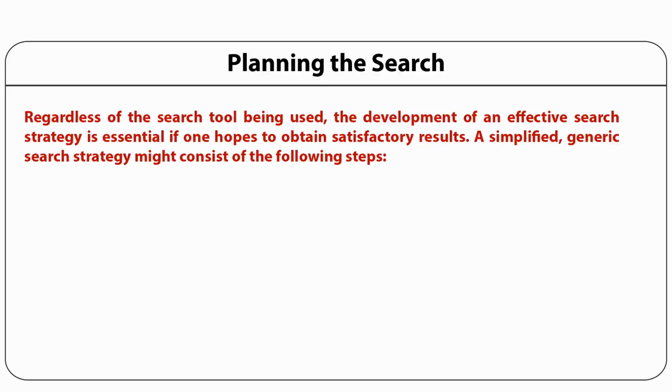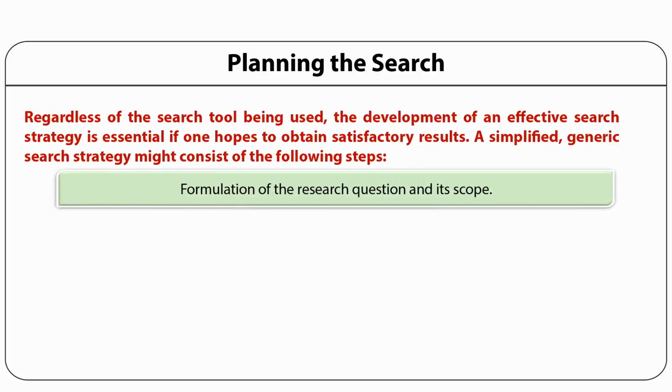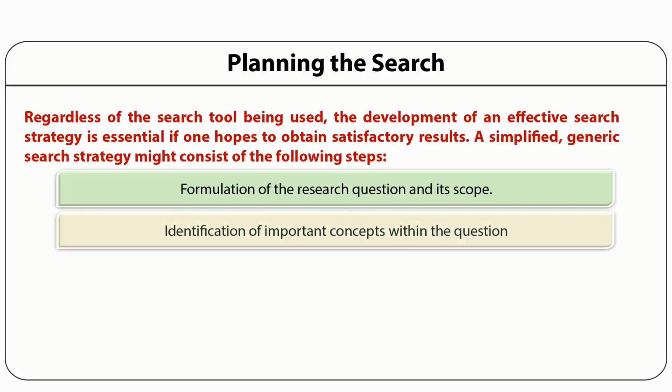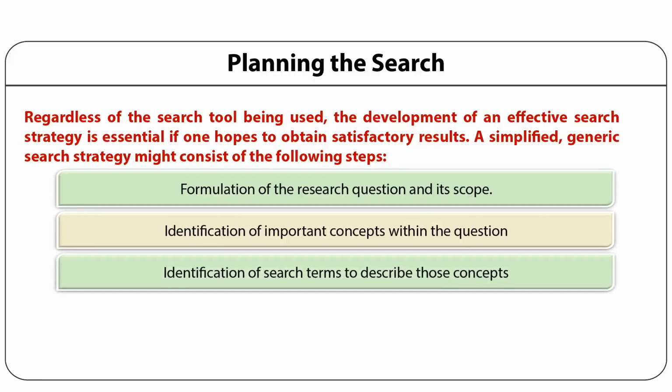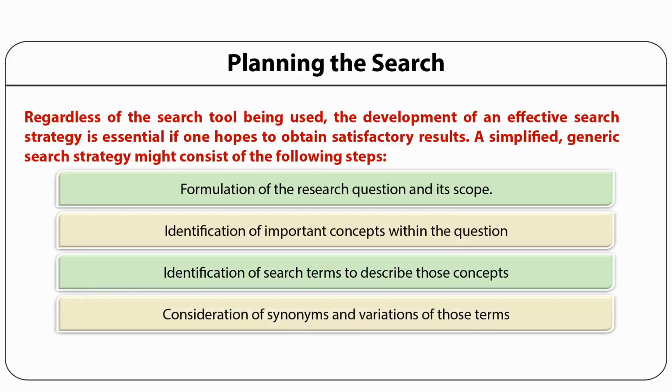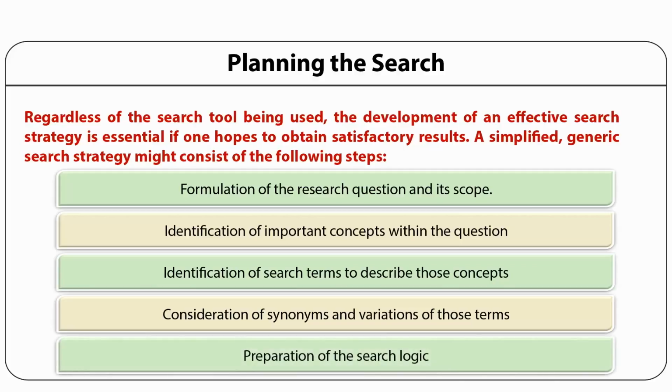If one hopes to obtain satisfactory results, a simplified generic search strategy might consist of the following steps: formulation of the research question and its scope, then identification of important concepts within the question, identification of search terms to describe those concepts, consideration of synonyms and variations of those terms, and the preparation of the search logic. Planning the search.